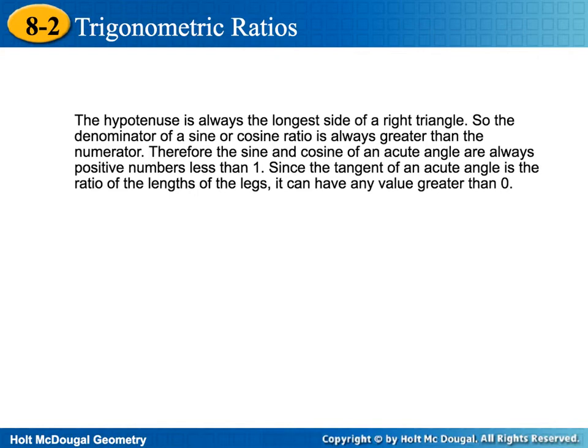When you do the sine or cosine, you're always doing opposite over hypotenuse or adjacent over hypotenuse. Since the hypotenuse is always the longest side, your numbers are always going to give you a fraction less than 1 but greater than 0. So that'll just make sense as we do more and more examples.